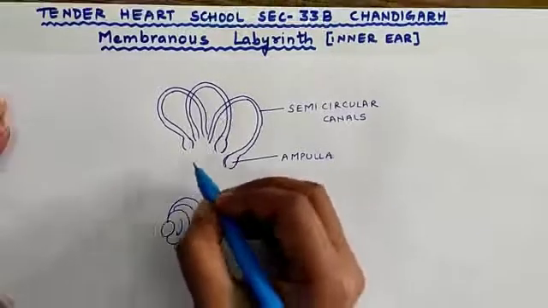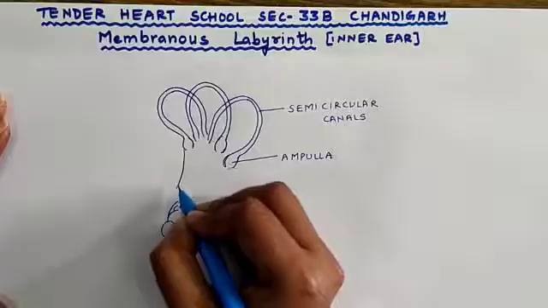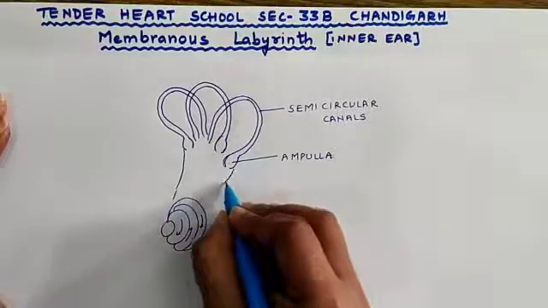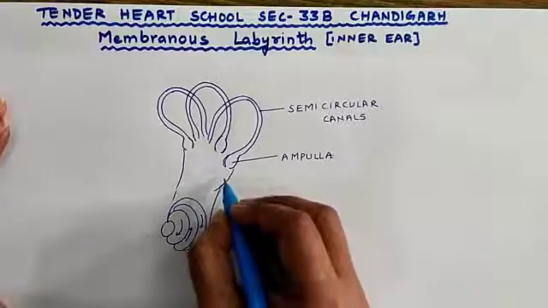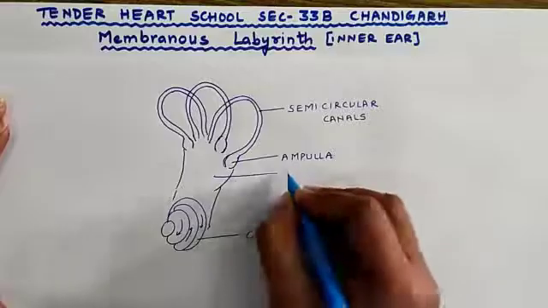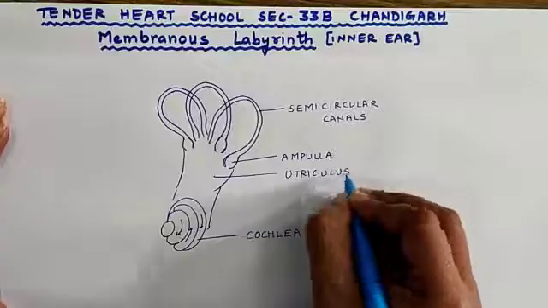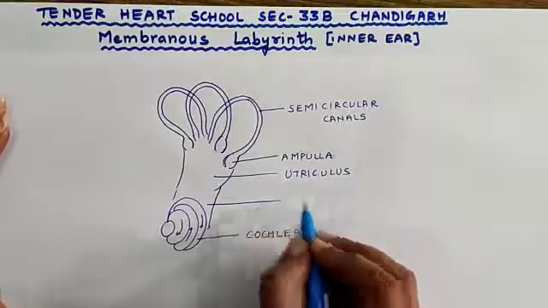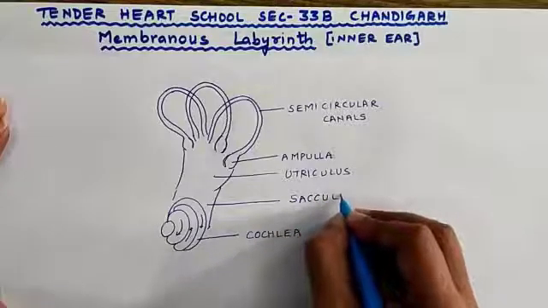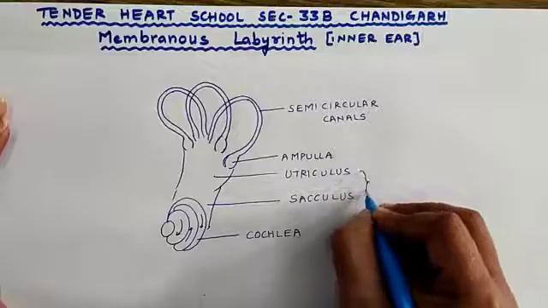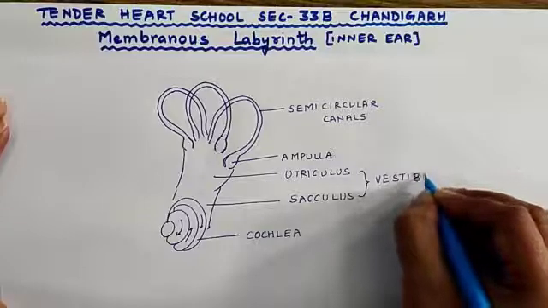Okay. Now there is a region which is joining the semicircular canals to the cochlea. This is your vestibule. The vestibule region is further made up of two parts, that is the utriculus and sacculus. So utriculus and sacculus, both of them together, form your vestibule.